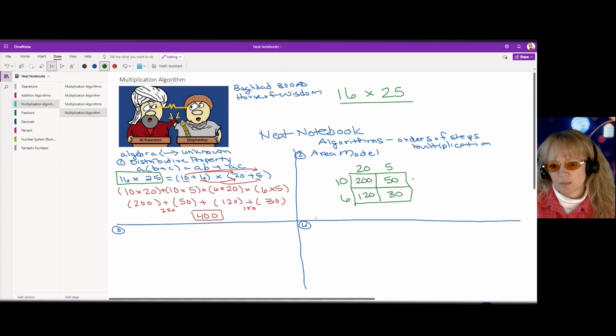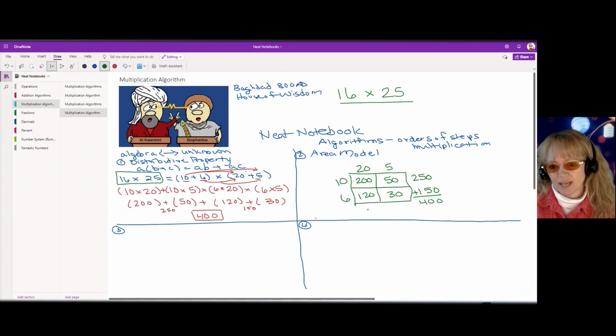I had someone say to me, hey, Miss Jen, watch this. If you go to the right and then down, it's a little easier on our brain because we're used to adding down. So watch this. 200 plus 50 is 250. 120 plus 30 is 150. Well, they were right. I liked coming down with these numbers, and it is 400.